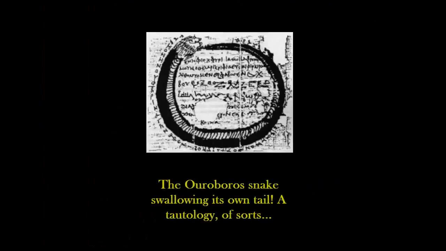A tautology in logic is a circular argument that just goes round and round. An example. Everything in the Bible is true. Well, how do you know that? Because it's the Word of God. Well, how do you know it's the Word of God? Because it's in the Bible. You know the next step, you can go all day.